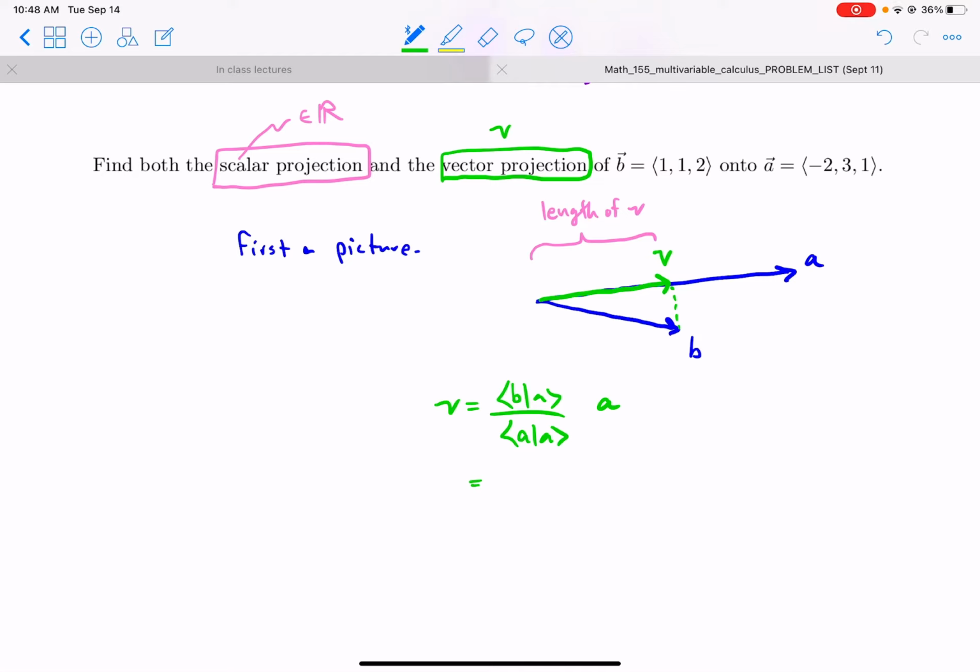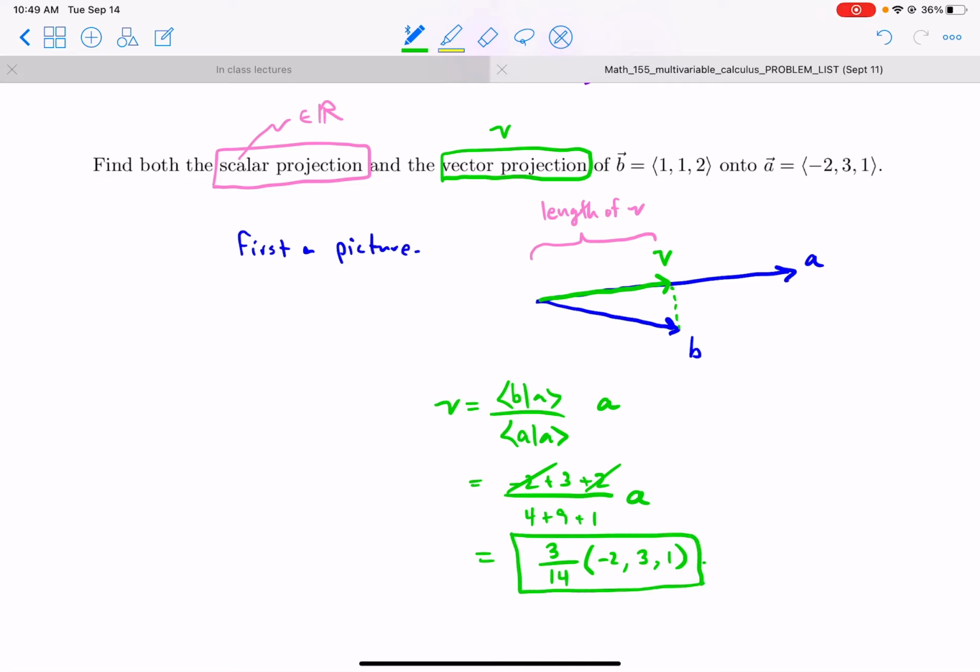So let's compute. What's B dot A? -2, 3, and 2. Okay, what's A dot A? 4, 9, and 1. Times A. Okay, so this is 3 over 14 times A, well, A is -2, 3, 1. And that's it. That's our answer. This is the vector projection.